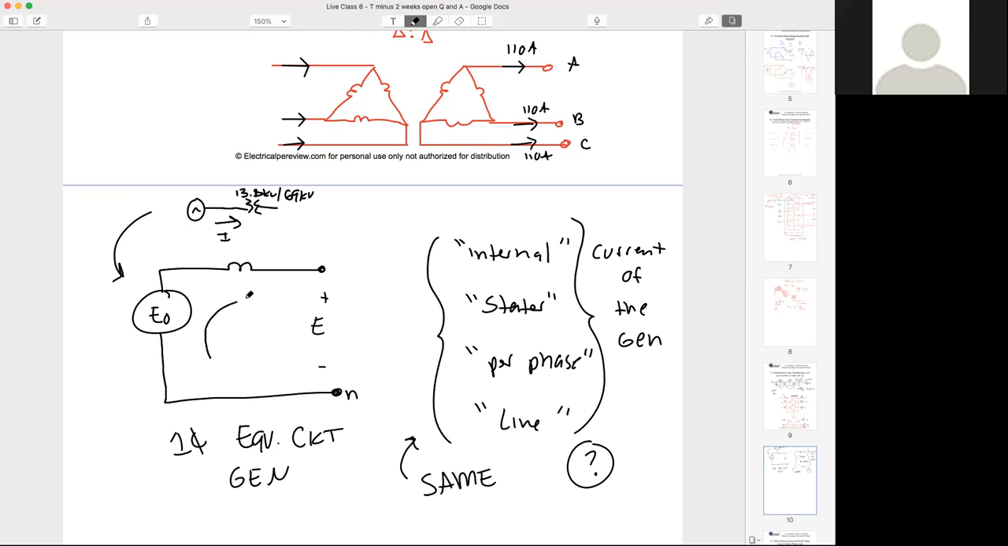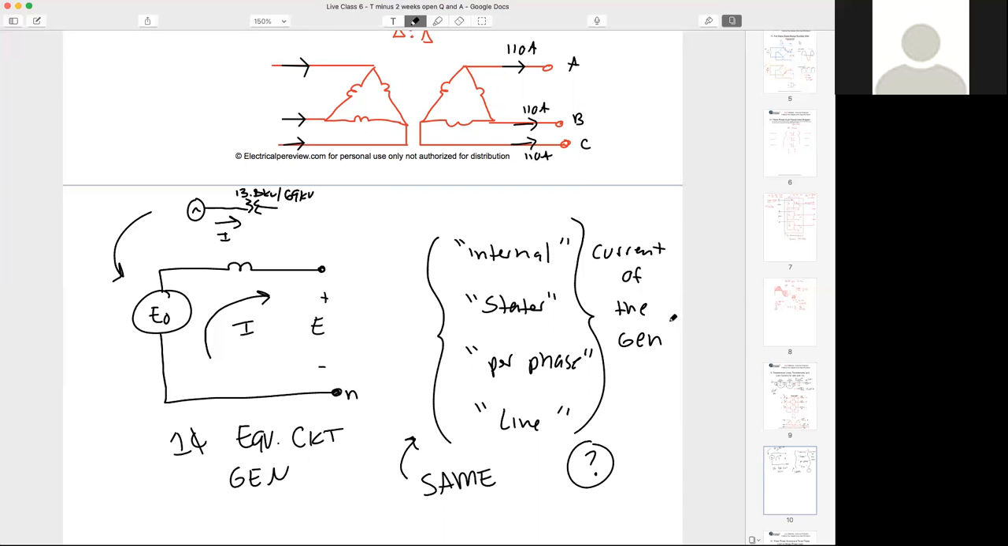Wouldn't that be this right here? Does everyone agree? So if you were asked for the internal current of that generator, what's the stator current? Since we're not even showing the rotor, right? This is the stator side of that equivalent circuit.